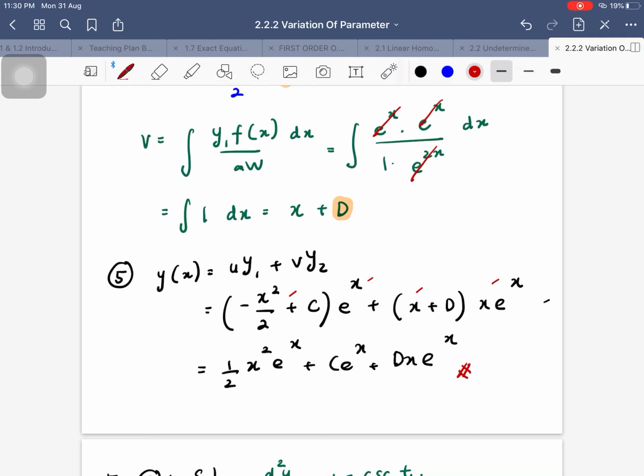And similarly to the case of undetermined coefficient, there are going to be two types of solution, general and particular. So this is going to be the general solution because the answer is in terms of c and d. But if the question asks you to find the particular solution, all you have to do is substitute the initial conditions and find the values of c and d. The idea is going to be the same as undetermined coefficient. Okay.